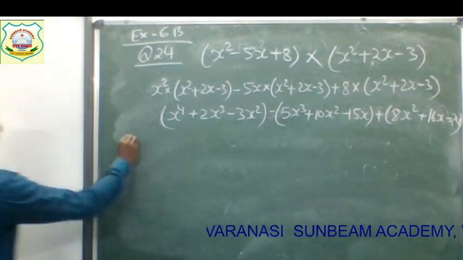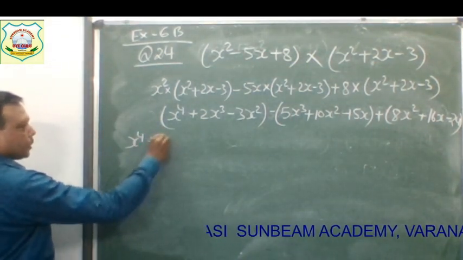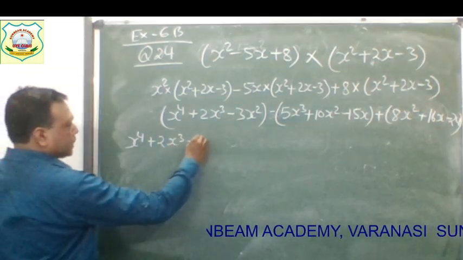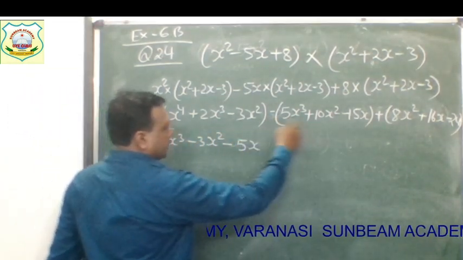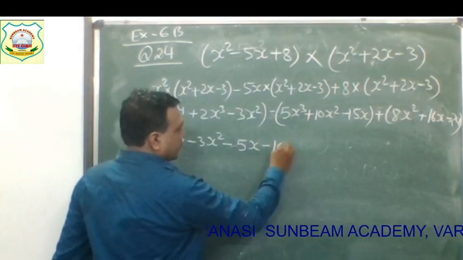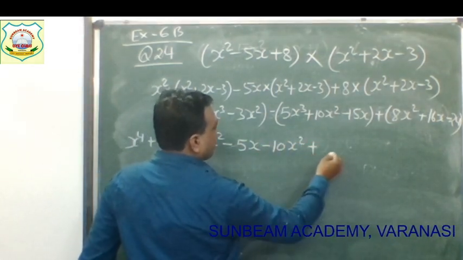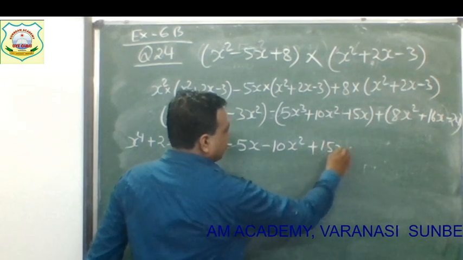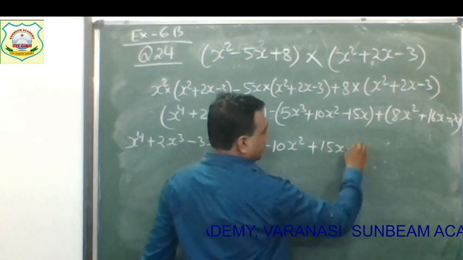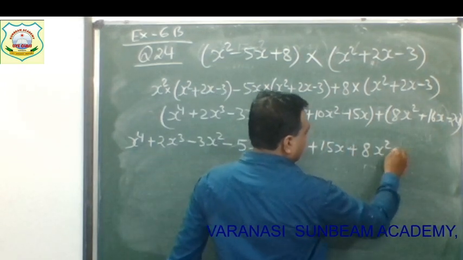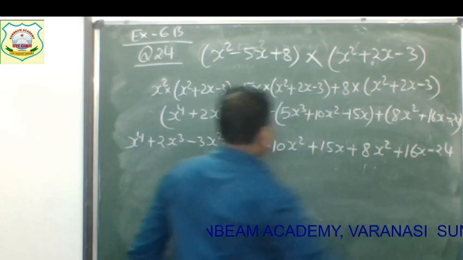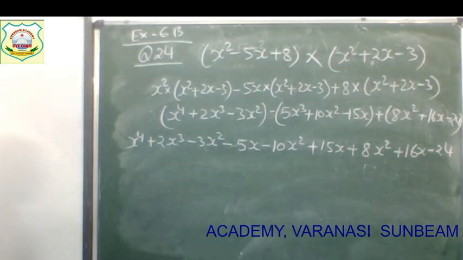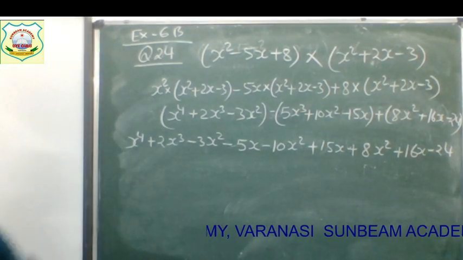x power 4 plus 2x cube minus 3x square minus 5x cube. Here the minus sign, so sign will change: 10x square plus 15x. The plus sign is here, no sign will change: 8x square plus 16x minus 24. Now students, you will arrange as like terms.